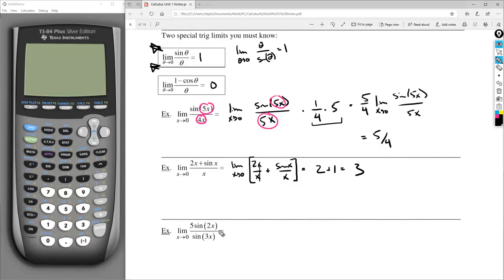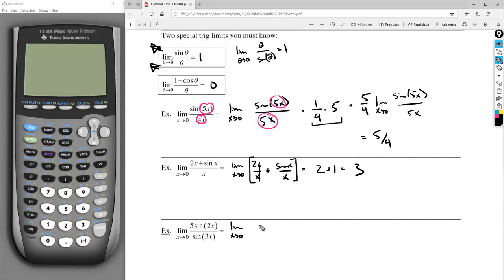Alright, last one. A lot happening here, right? So I have limit as x approaches 0. I have 5, sine of 2x, sine of 3x. Okay. So what I want is for there to be a 2x directly under my sine of 2x. I want a 3x directly above my sine of 3x.